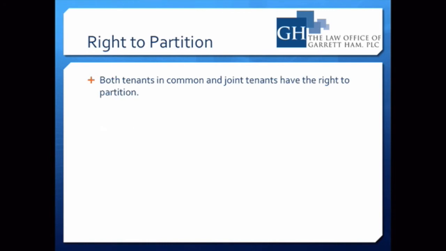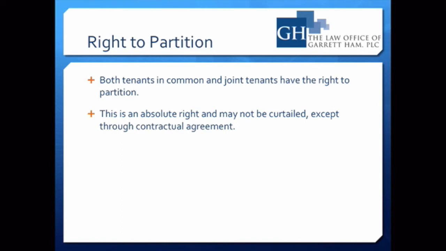Both tenants in common and joint tenants have the right to partition. This is generally an absolute right, meaning that the other co-tenants cannot prevent a co-tenant from demanding partition of the property. This right can, however, be limited by contractual agreements between the co-tenants.